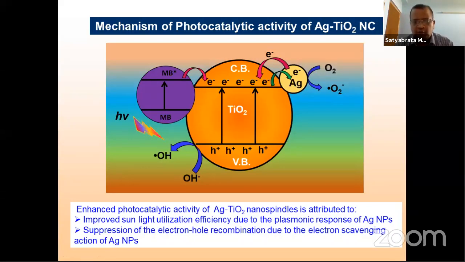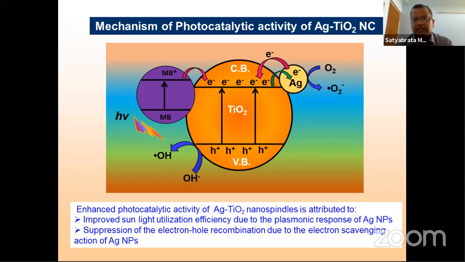Whereas when we have solar exposure, the visible excitation induces these plasmons, and some electrons are injected as well. So it's on us to optimize the decoration, so that the semiconductor is not completely covered up. You have to improve the photocatalytic activity by efficiently utilizing sunlight, owing to the optimal plasmonic decoration, and you want to suppress the electron-hole recombination with the electron scavenging action.